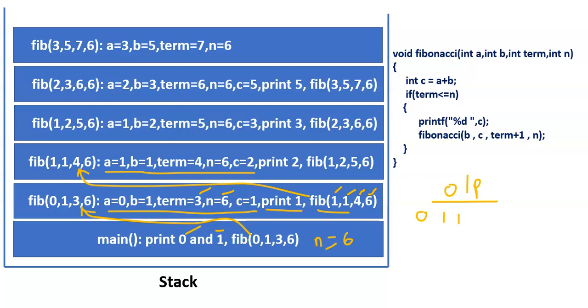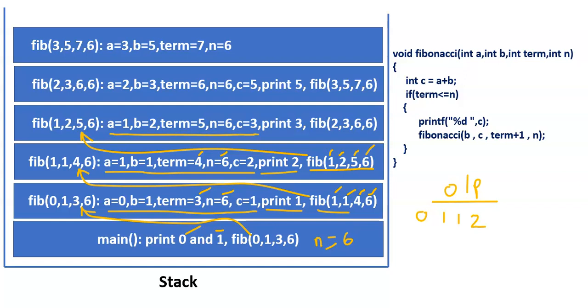And then what is the condition here? Term is less than or equal to 6. 4 is less than or equal to 6, which is correct. Then we print c value, that is 2. Again we are calling the Fibonacci function by passing arguments b, which is 1, then c value, that is 2, then term plus 1, 4 plus 1, 5, and then n value. Again the Fibonacci function is called. In this a value becomes 1, b is equal to 2, term is equal to 5, and n is equal to 6.